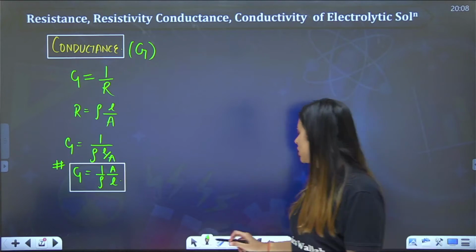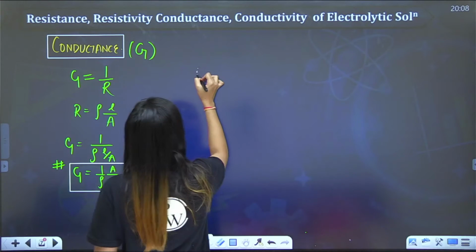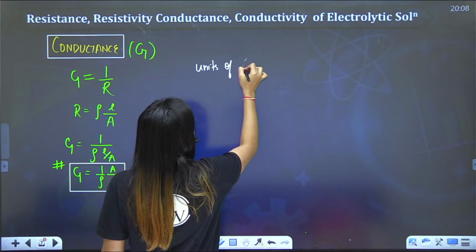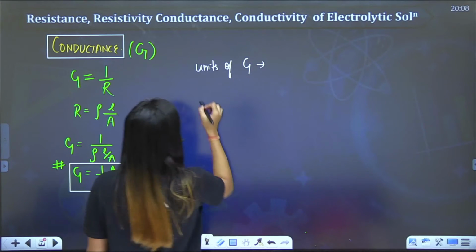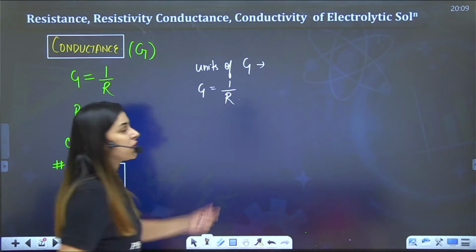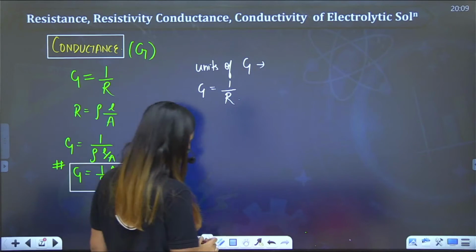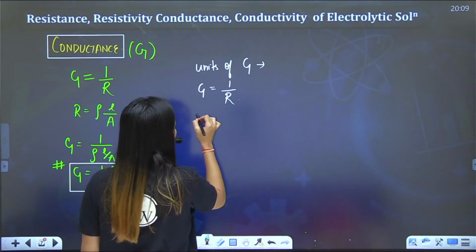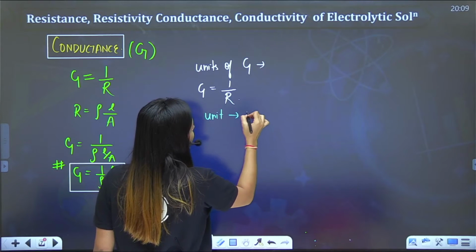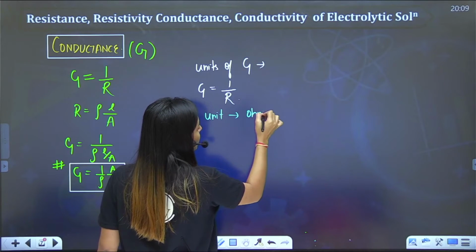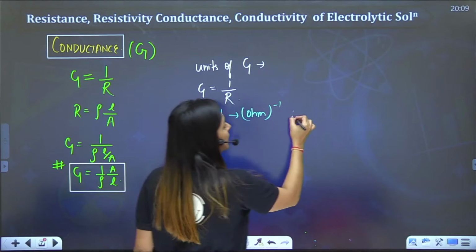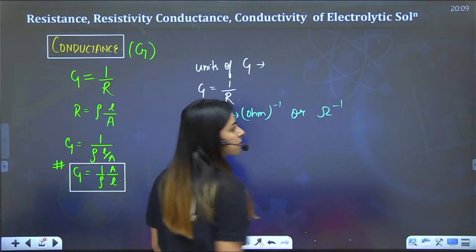So let's talk about the units of conductance, my dear students. How can we write the unit? You know that G is equal to 1 upon R, right? We know this, so we can write the unit very easily. We can say that the unit will be ohm inverse.